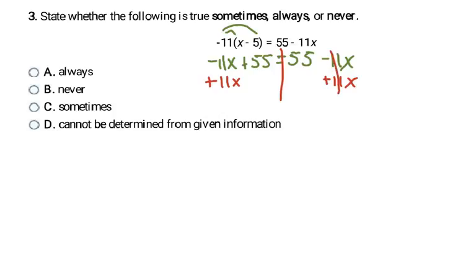Okay, those are going to cancel out, and negative 11x plus 11x on this side also cancels out. And I'm just left with 55 equals 55. Well, that makes sense because 55 is the same as 55. So that's always going to be true because my variables all disappeared and I'm left with a number equal to that same number.